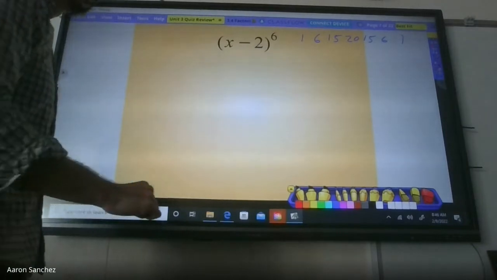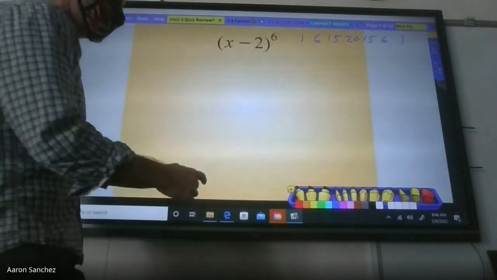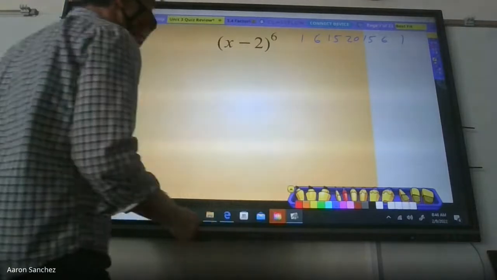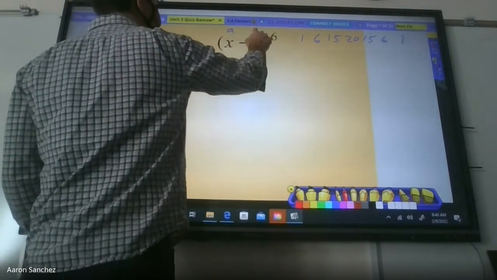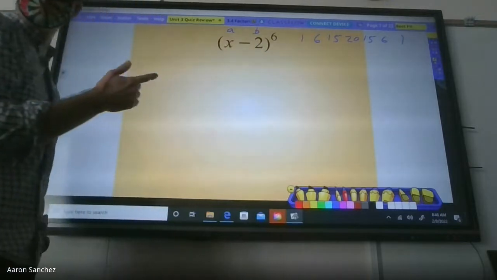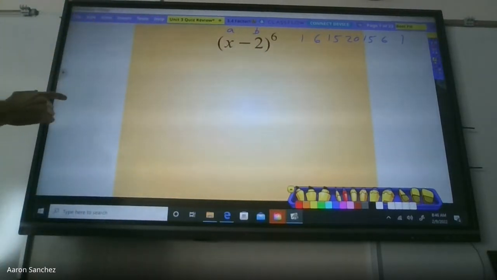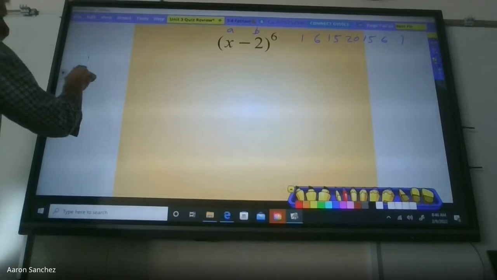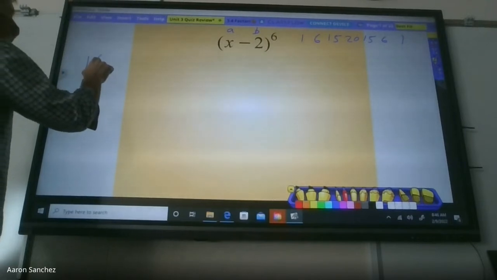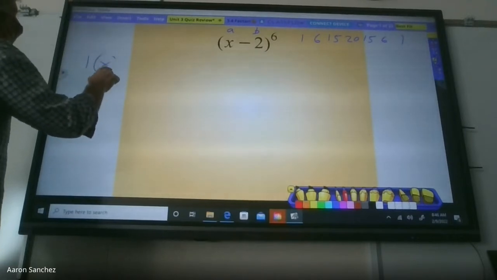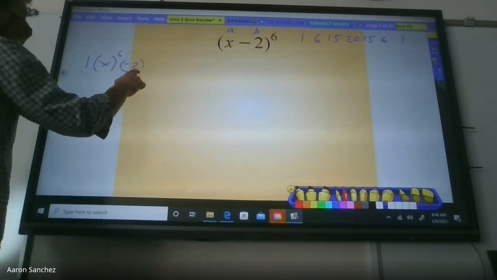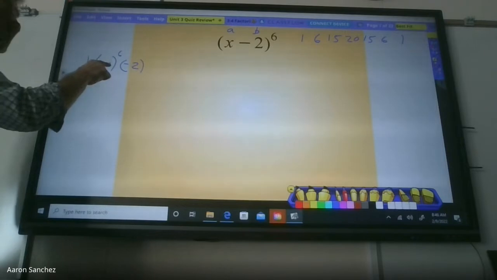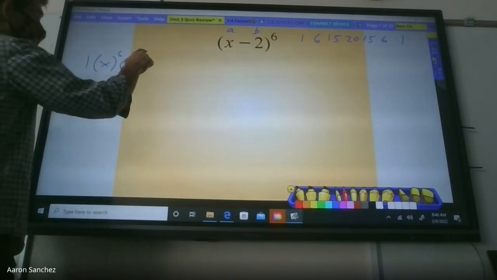Okay, all right, let's do this together. As far as the first thing, this is the coefficient, this is my A. This is my B. -2 is my B, right? So I go 1 times x to the what? 6. x to the 6. Times -2. Make sure that negative in that's going to be kind of crazy. -2 to the what? 0.